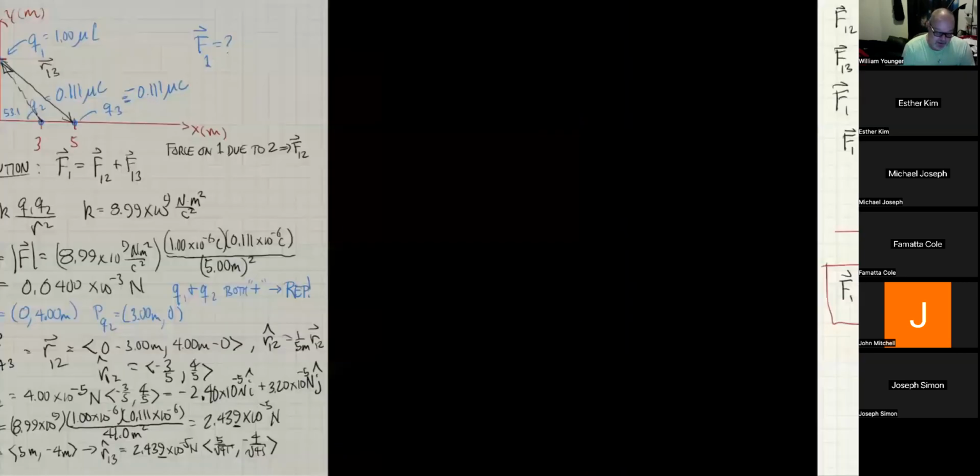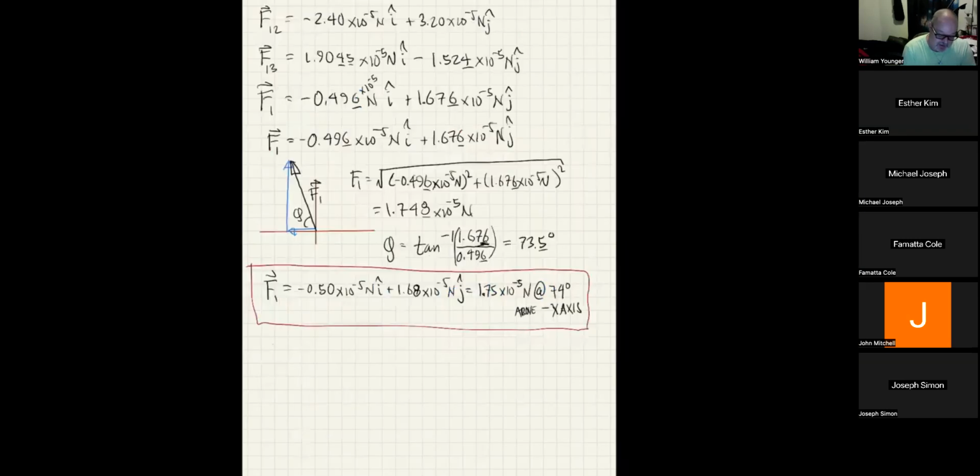So just to recap, we could have said F12 sub x was just F12 cosine 53.1 degrees with a negative in front of it, and F12y was positive F12 sine 53.1 degrees.